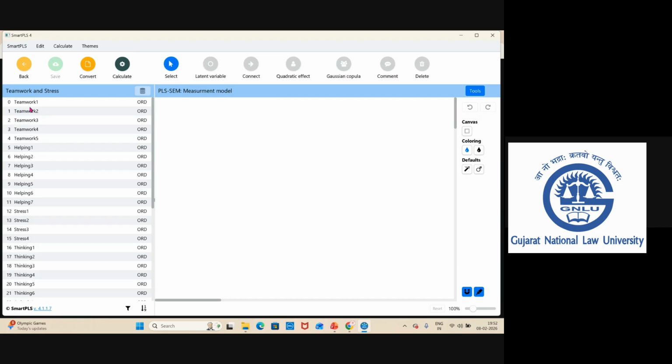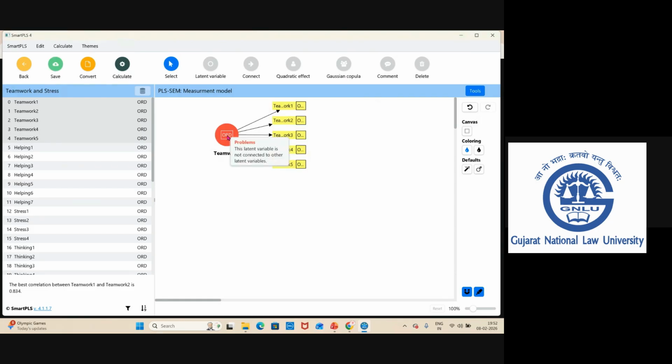Okay. Now, what we are going to do, this is not new. First time we did it was 2 days ago. So I have selected teamwork 1 to teamwork 5. Drag and drop it here. Just click enter. And I don't want to show the ordinal label name, ordinal data.